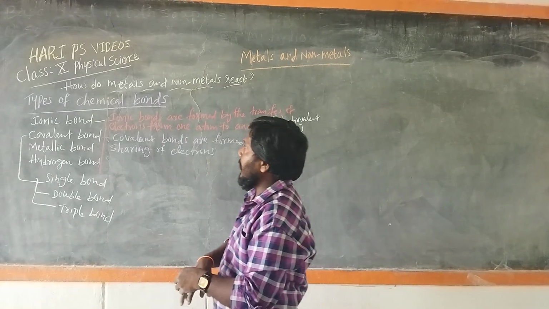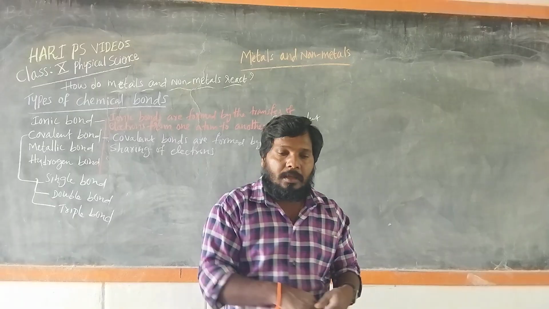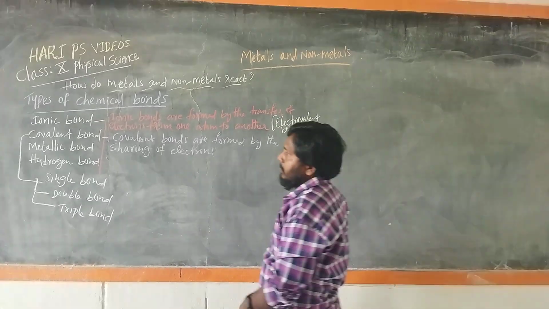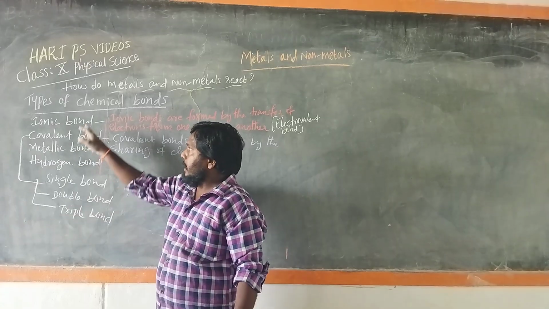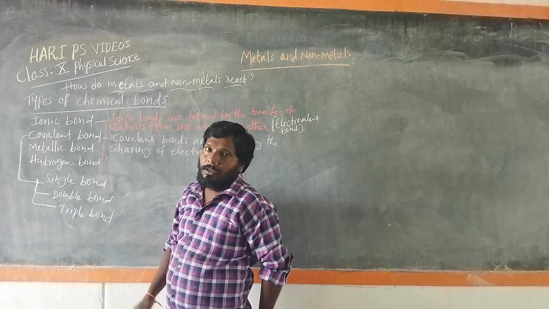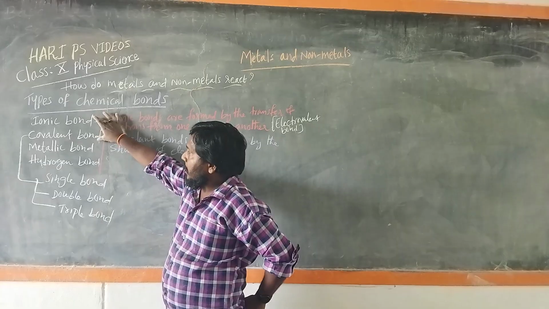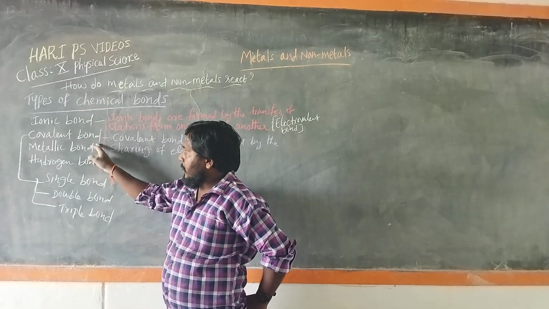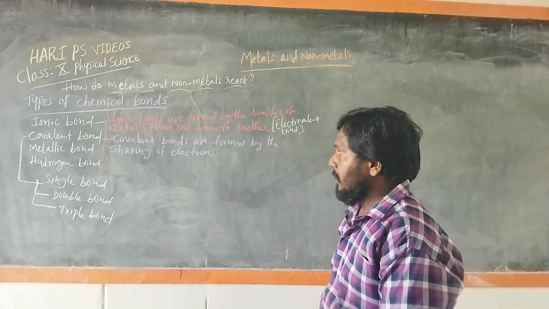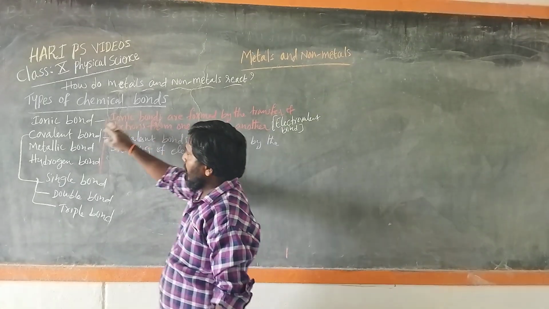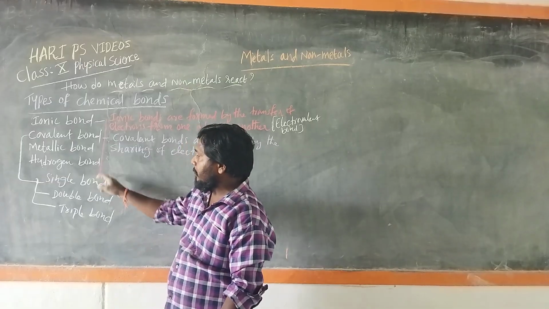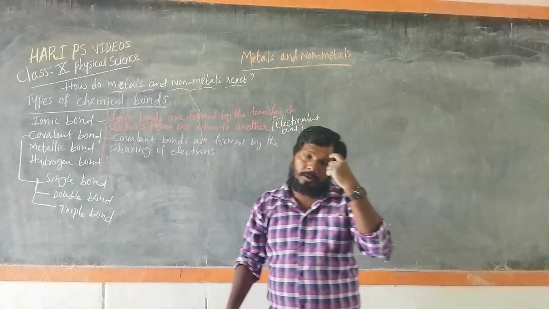Let's start with types of chemical bonds. As we know what a chemical bond is, there are different types of chemical bonds: ionic bond, covalent bond, metallic bond and hydrogen bond. Here we discuss only ionic bond and covalent bond. Metallic bond and hydrogen bond we will not discuss now. Covalent bond again has single bond, double bond and triple bond.